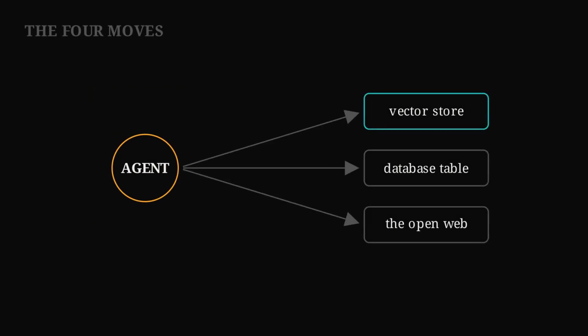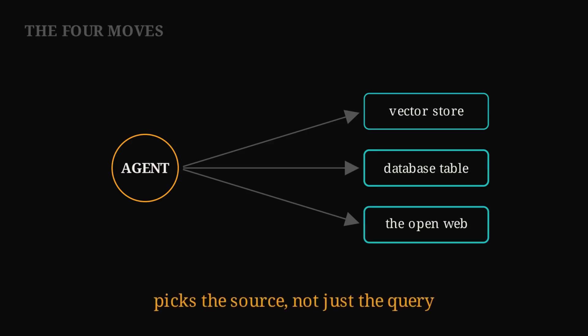Routing is about where. Your vector store isn't the only place an answer can live. Some questions belong to a database table. Some belong to the open web. So the agent picks the source, not just the query.